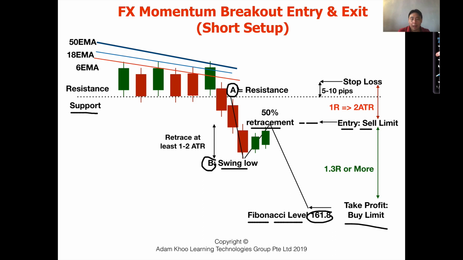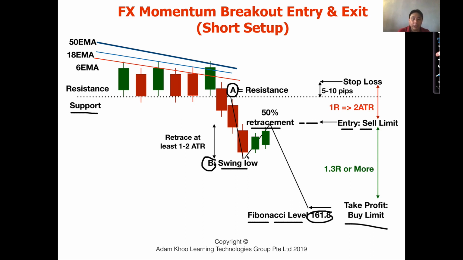So I would know to place my entry, which is again a sell limit order. So this order is a sell limit order, which means it will be triggered only when the price goes up to that level or higher. Okay, so I'm going to place my sell limit order at the 50% retracement.